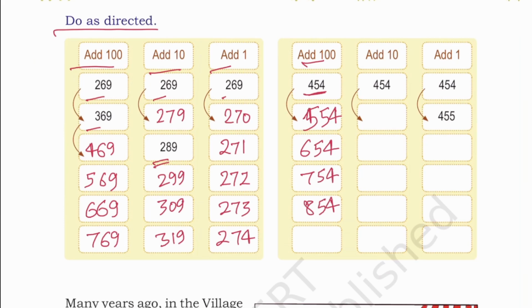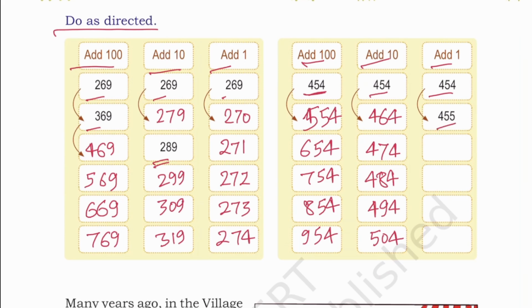854 and 954. Similarly, 10 added to 454 will give 464, 474, 484, 494 and 504. And add 1 to 454: 455, then 456, 457, 458 and 459.